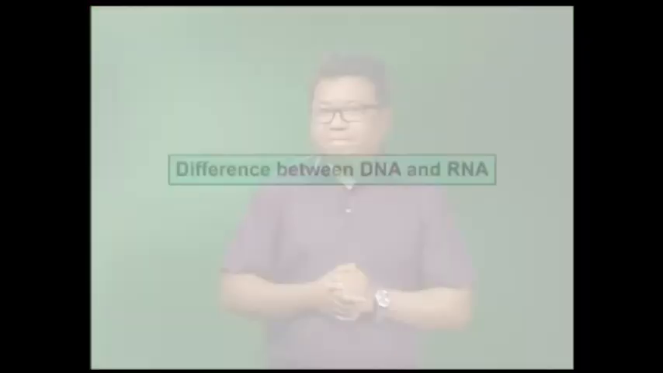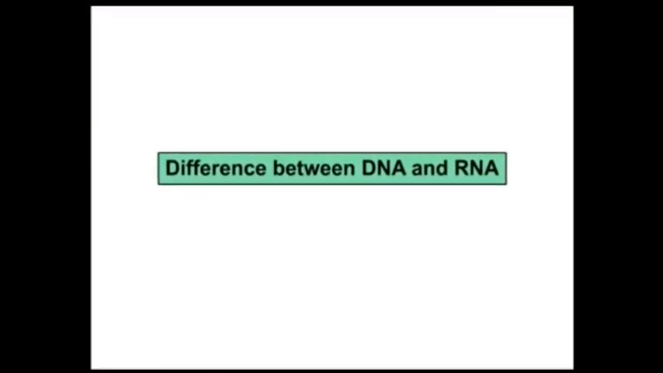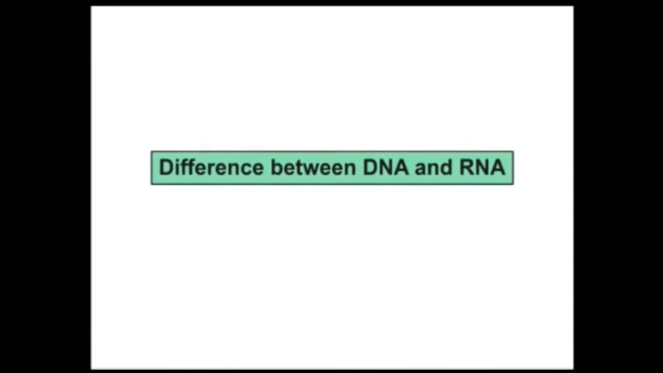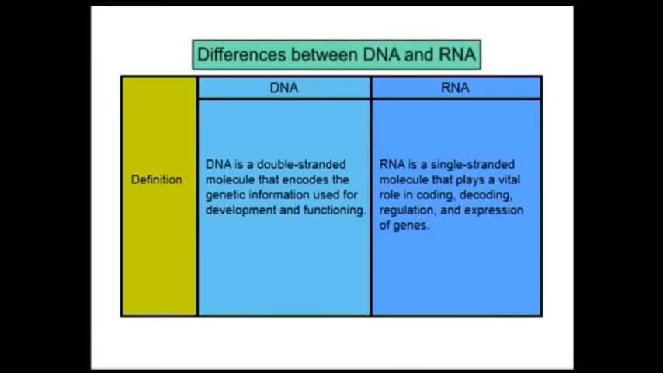It has been postulated that RNA was the first genetic material formed during the evolution of living organisms. There are certain differences between DNA and RNA that make DNA a more widely prevalent genetic material as compared to RNA. Difference between DNA and RNA. DNA is a double-stranded molecule that encodes the genetic information used for development and functioning, whereas RNA is a single-stranded molecule that plays a vital role in coding, decoding, regulation, and expression of genes.